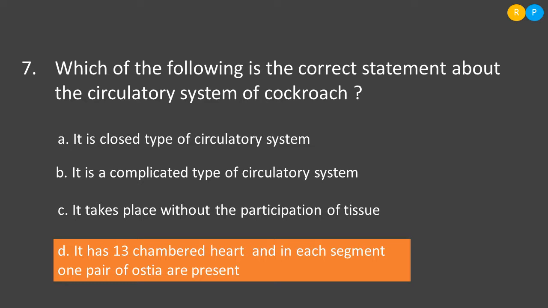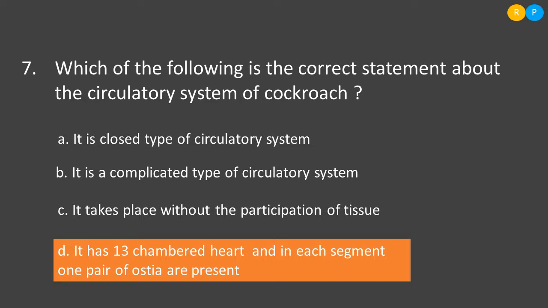In the cockroach, the circulatory system is an open type of circulatory system. That means the heart does not connect to blood vessels. The heart directly pumps the blood and it falls directly on tissues and organs. Clear? So let us see option A. It is a closed type of circulatory system. The circulatory system in the cockroach is not closed, it is open.